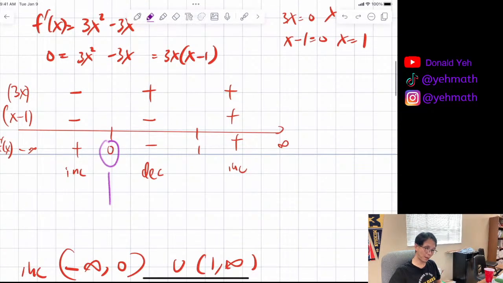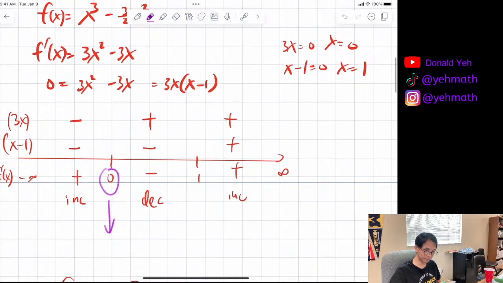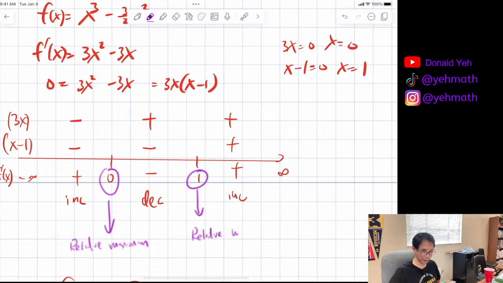Maximum. If you have increasing and decreasing, maximum. So it'd be relative maximum. So what we just talked about, this is relative maximum, is called the first derivative test. This part is called the first derivative test. The first derivative test helps you find: are they relative maximum, are they relative minimum, and where are they at? So in this case, it's a relative minimum.